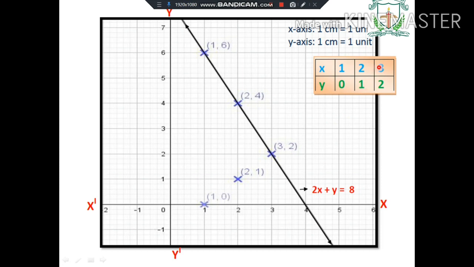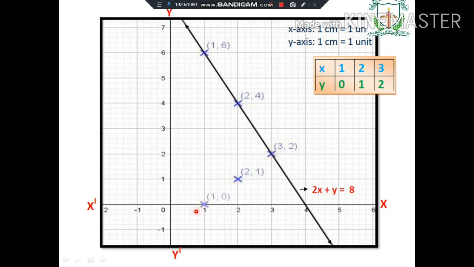Now let us try to plot the third point, (3, 2). X is 3, y is 2. So from here you move on to 3. X is equal to plus 3: 1, 2, 3. This is x is equal to plus 3 and y is equal to 2. Children, you know how to move in the upward direction. First y is equal to 1 and then y is equal to 2.